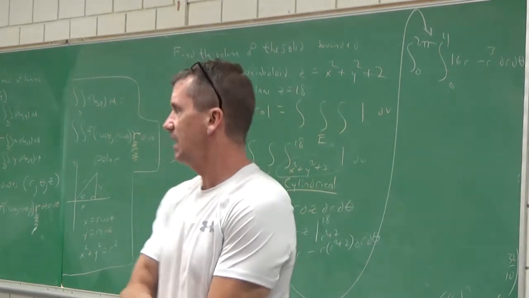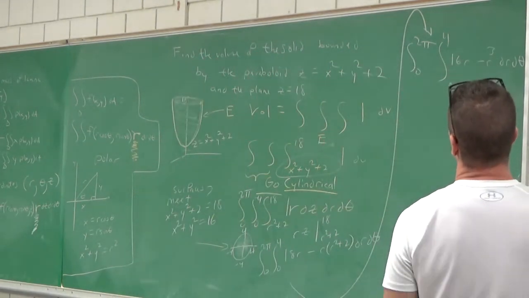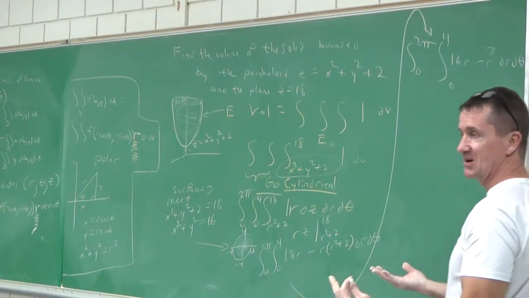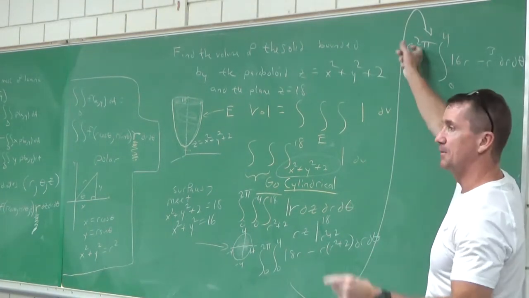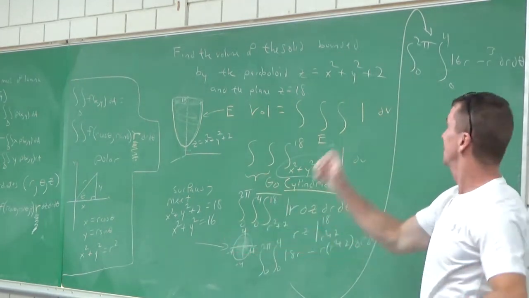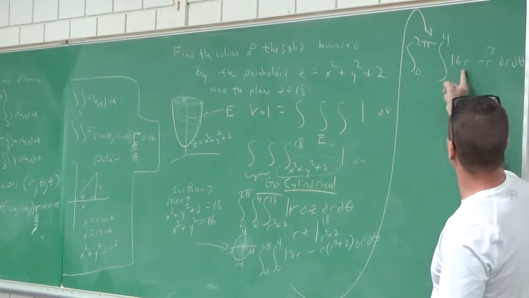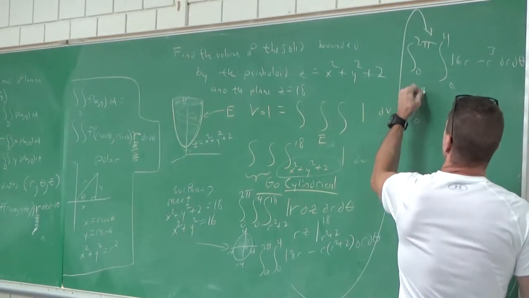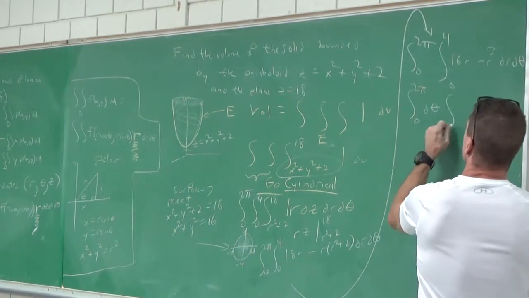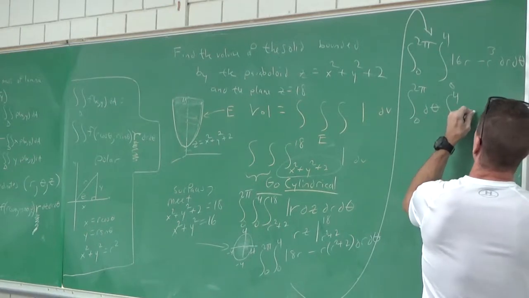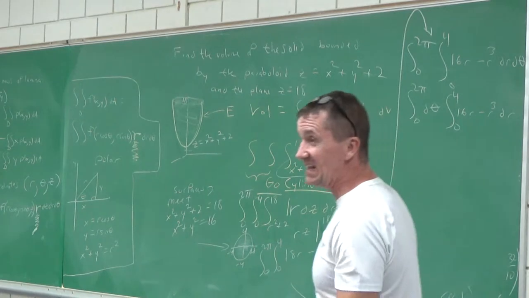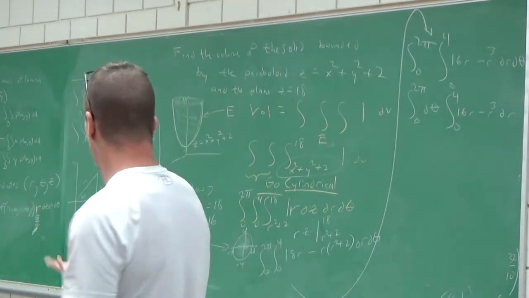You're all like, yeah, we can do two steps at once. And oh, I can split that up though. I like to split up integrals when I can. I've got four numbers, and I can rewrite this as theta times r. So I'm going to go 0 to 2 pi d theta, 0 to 4 of 16r minus r cubed dr. This is way easier than that tetrahedral problem we just did.